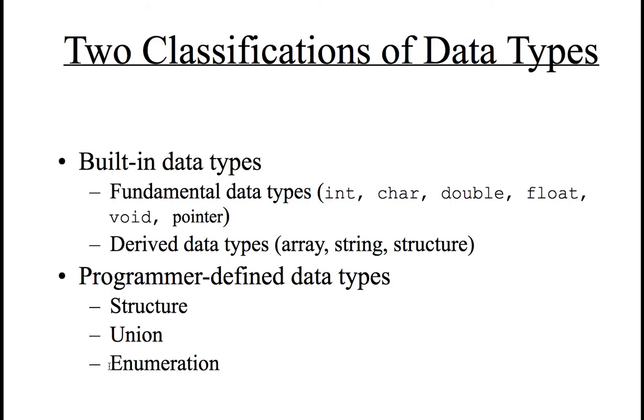Programmer-defined data types: structure, union, and enum. Enum is quite useful when creating your own libraries and functions. Structure and union are quite similar, but the memory allocation is very different.